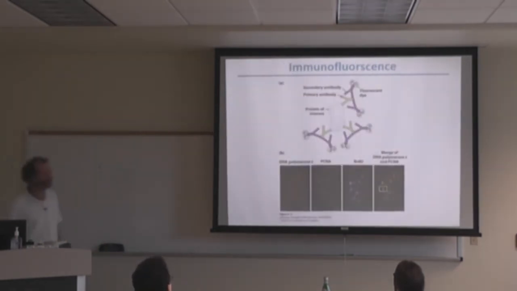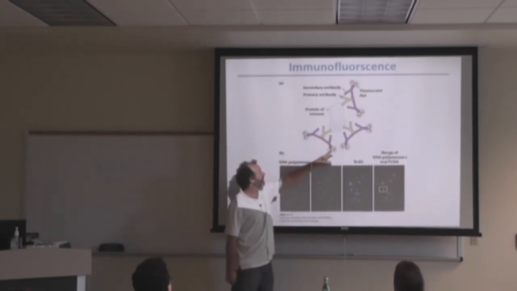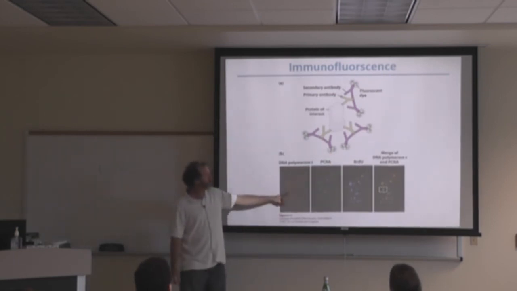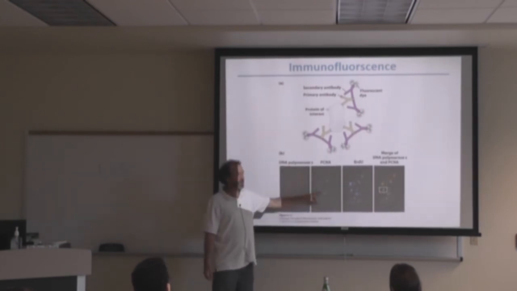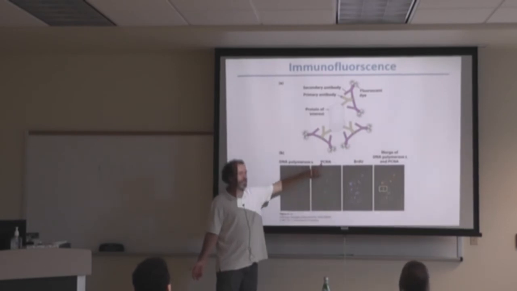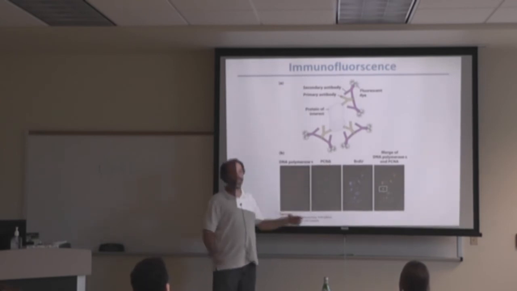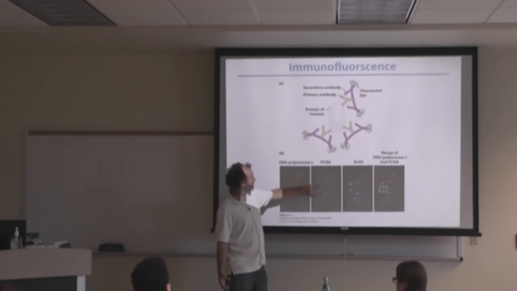Likewise with immunofluorescence, you're using antibodies to specifically label a protein of interest, and you have secondary antibodies that have a fluorescent tag. In this example, they have antibodies looking for DNA polymerase, which is likely to be found near PCNA. Do you know what PCNA is? Proliferating cell nuclear antigen. It's actually that clamp protein we'll learn about later in DNA synthesis.